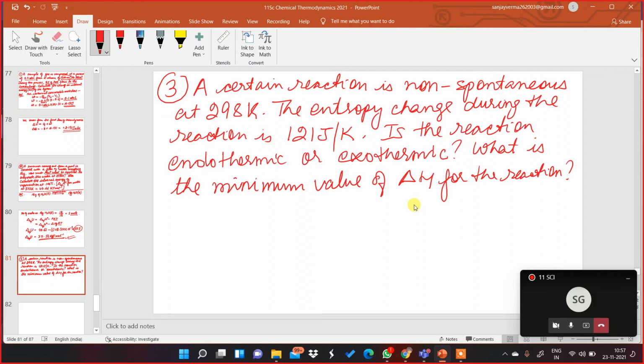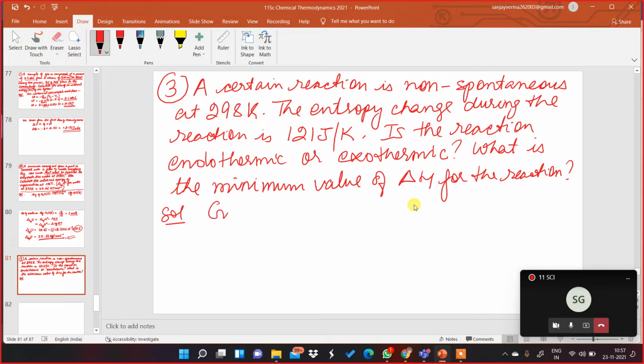So this is the question. What is the minimum value of delta H for the reaction? A certain reaction is given, it is non-spontaneous at 298 Kelvin. So for the solution part, remember it is given delta G for a non-spontaneous reaction, delta G is positive.